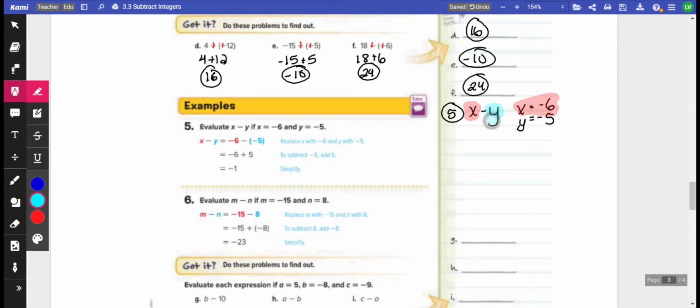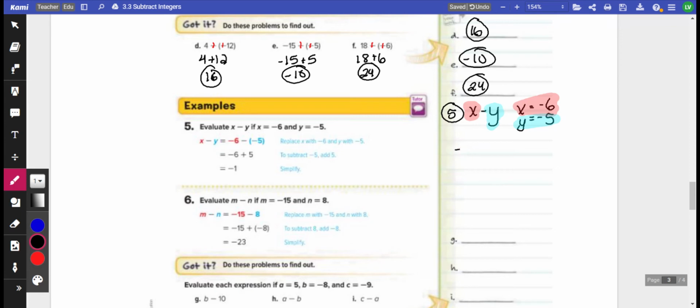And then we have the letter y. The y is represented by -5. So I'm going to go in and substitute those values with x and y. So instead of writing x, I'm going to put in -6 minus. Instead of y, I'm going to put in -5. So x minus y becomes -6 minus -5. Because there's subtraction, I want to add the inverse or add the opposite. So that's the additive inverse. So it becomes +5. So -6 plus 5 simplifies down to -1.